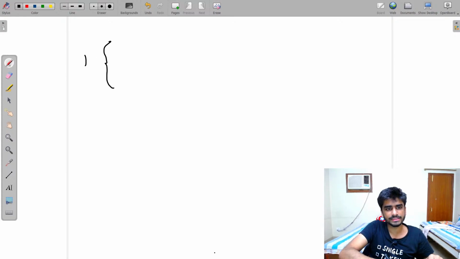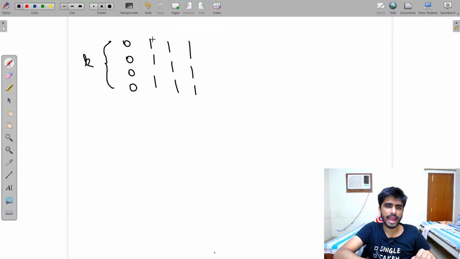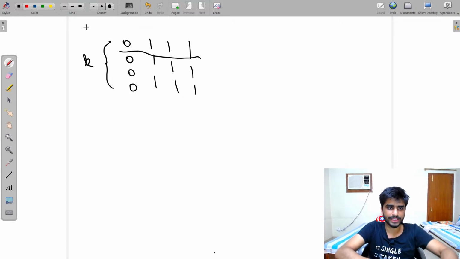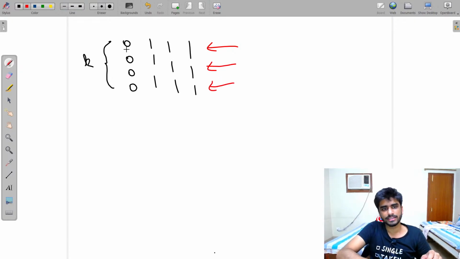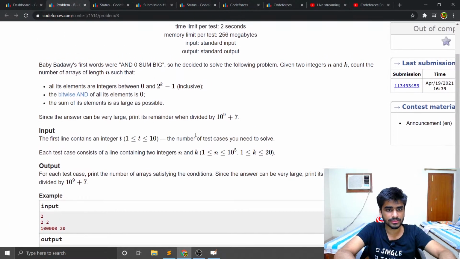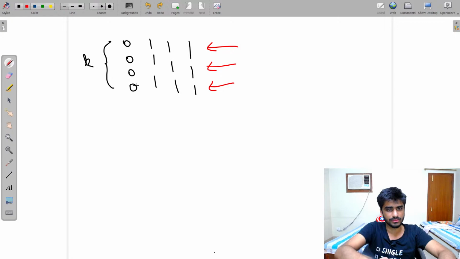So let's say you have k bits like this, it could look something like this, right? To make the AND 0, if you look at each bit separately, this basically means that there's at least one 0 in each of the bits, right? But this 0 could be anywhere, and everything else has to be 1, because we want the sum to be maximum. Okay, so we want the sum to be maximum. So that means all the other bits are 1.